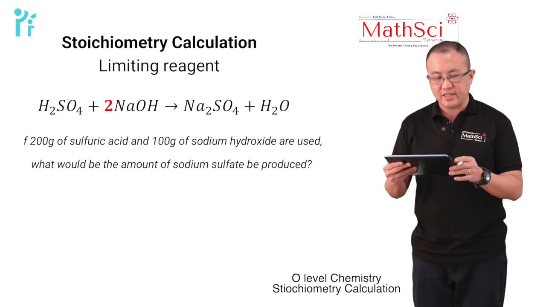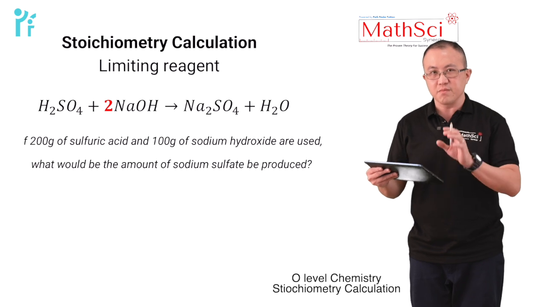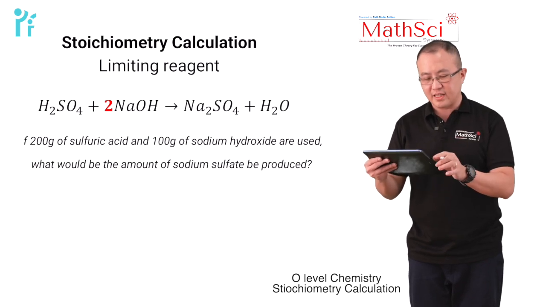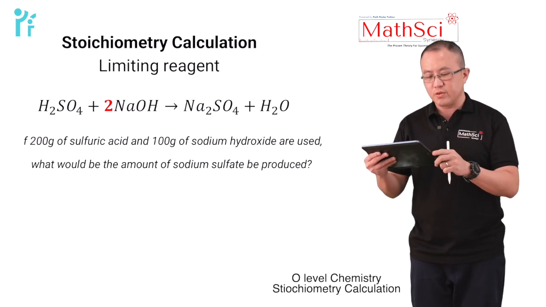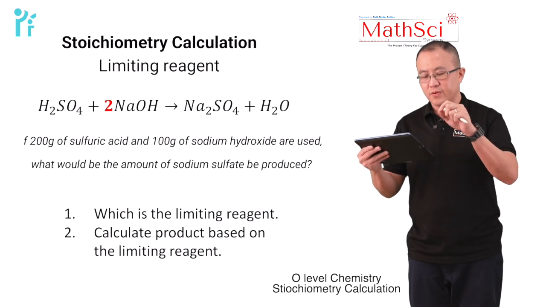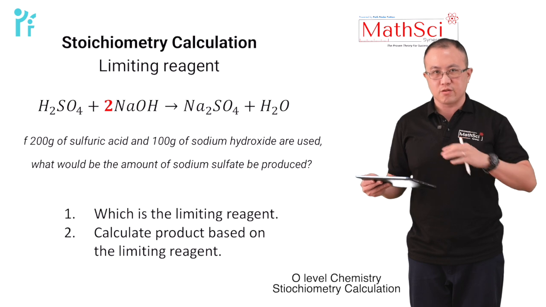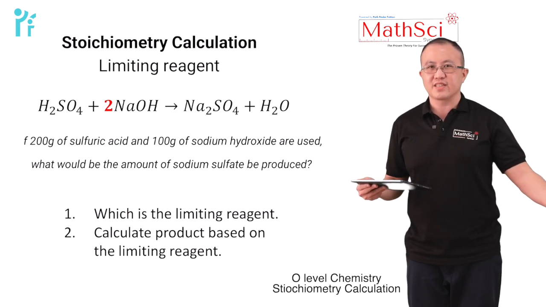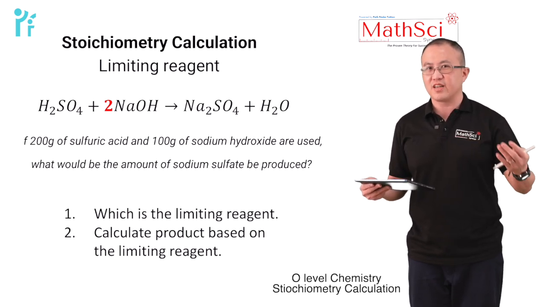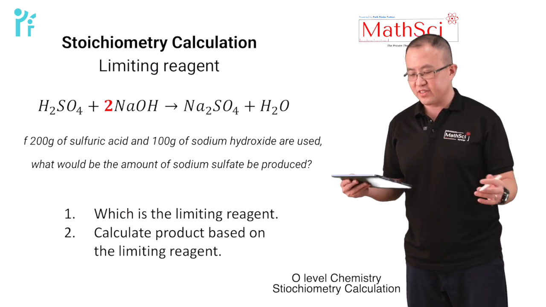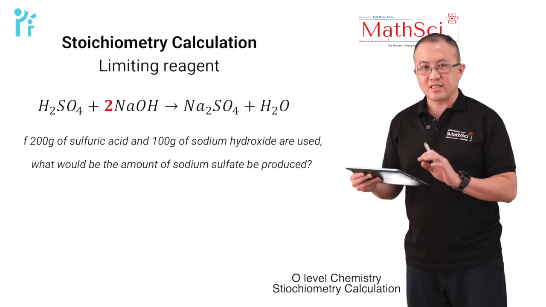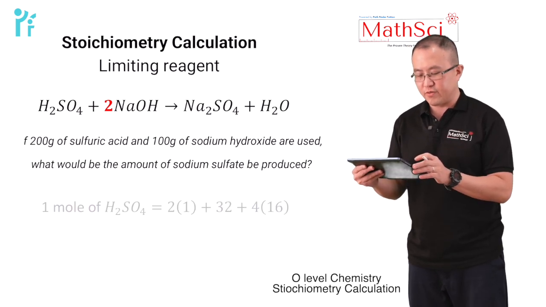So now, if we look at it, which one is the limiting reagent based on the mass given to you? And question number 2 will be, we need to calculate the product based on the limiting reagent. Because if I run out first, the reaction stops. Then basically, I call the shots, I will tell you how much product you're going to produce. So now, let's determine which one is the limiting reagent first.